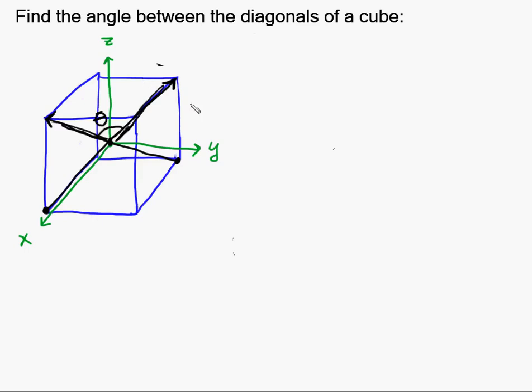Alright, this is another example of finding the angles using dot product. So this time I want to find the angle between the diagonals of a cube. And I have it drawn out here. The green is just the axes. The black represents the two diagonals I want to find.